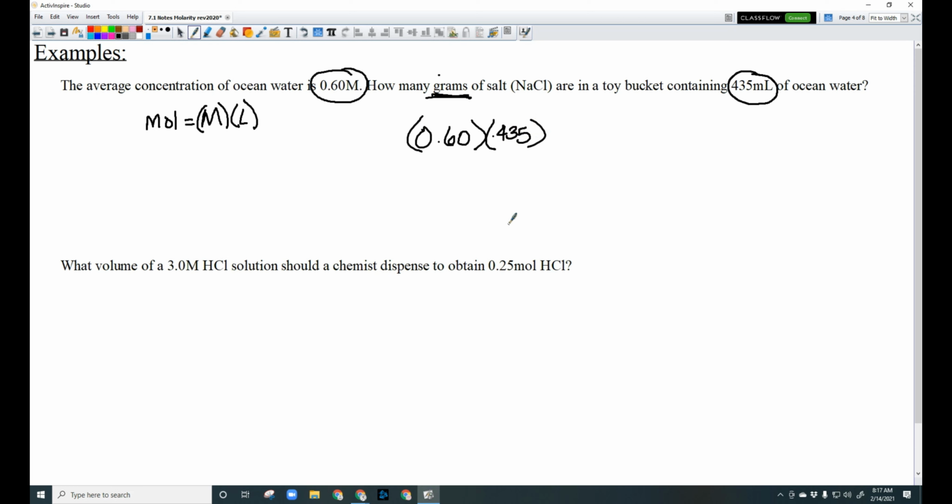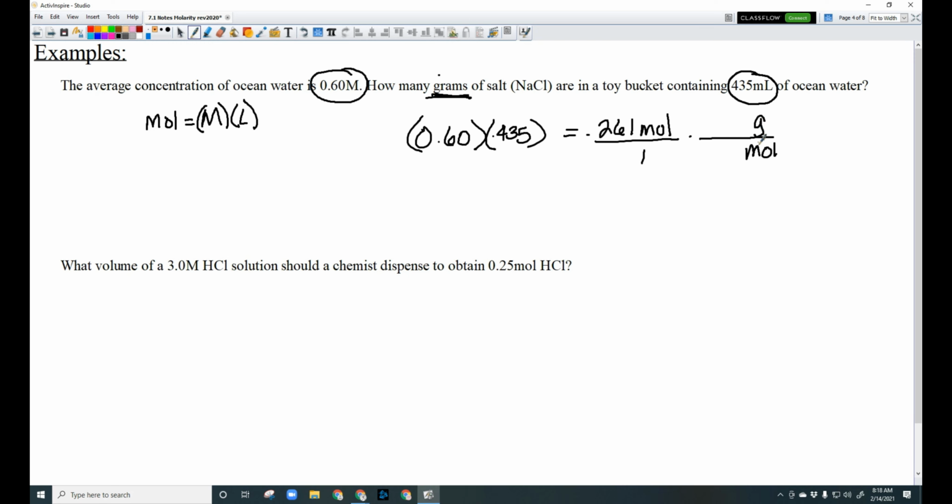Okay, and grab your calculator. 0.60 times 0.435. That's going to be 0.261. Now remember, this is moles. Now we need to convert this to grams. So put it over 1. And what unit do I want to get rid of? That would be moles. So put it over here to cross cancel. What conversion factor can I put here that gets me closer to what I want?